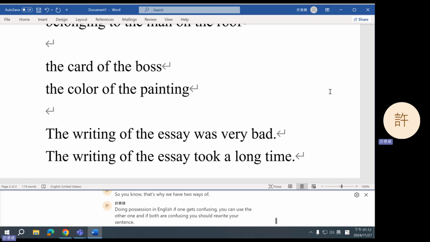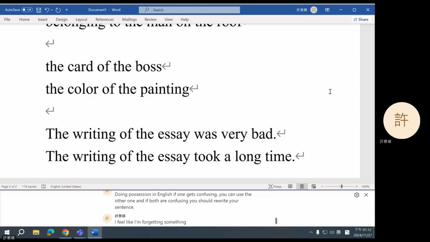I feel like I'm forgetting something. Okay, I'll remind you when I remember it. So do you have questions about, oh, I remember.